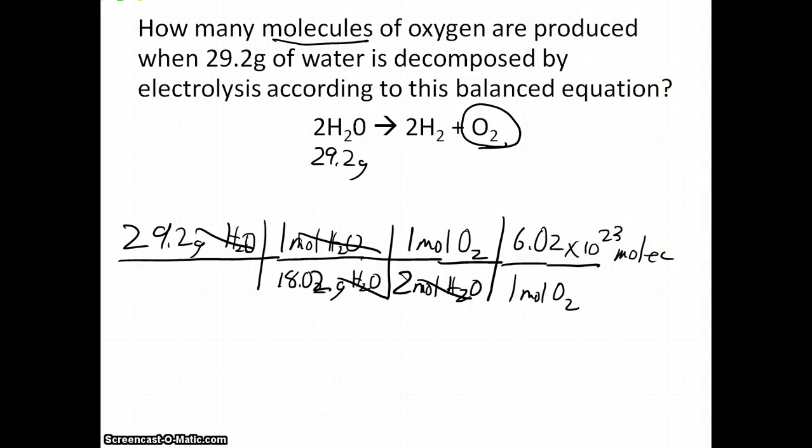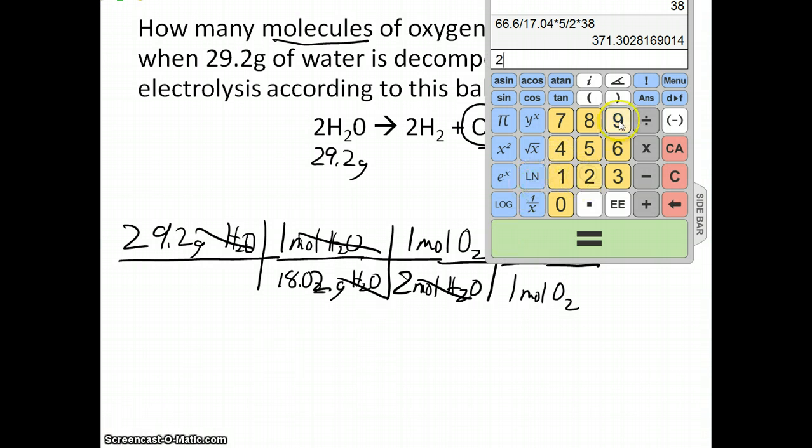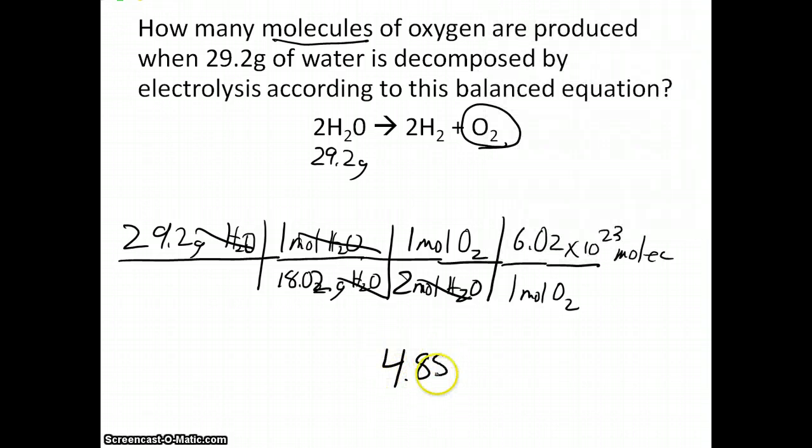Now we're ready to use our calculator. 29.2 divided by 18.02 divided by 2 times 6.02 times 10 to the 23rd equals 4.88 times 10 to the 23rd. So that's 4.88 times 10 to the 23rd molecules of O2.